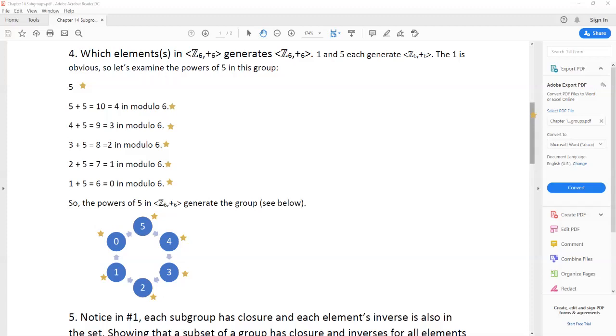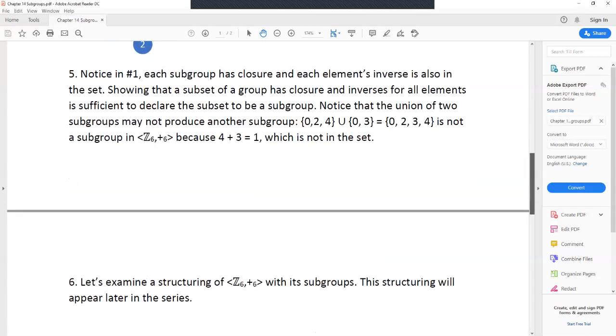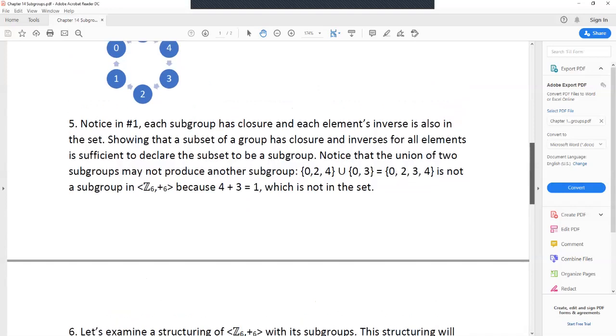Number 5 says, notice in number 1, each subgroup has closure and each element's inverse is also in the set, showing that a subset of a group having closure and inverses for all elements is sufficient to declare the subset to be a group. Notice that the union of two subgroups may not produce another subgroup.